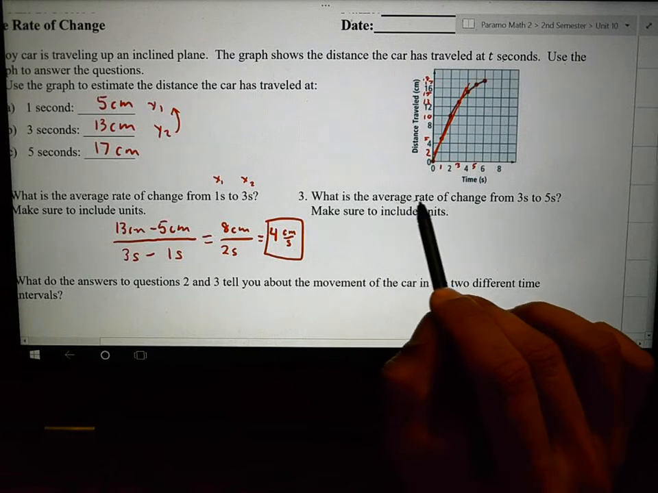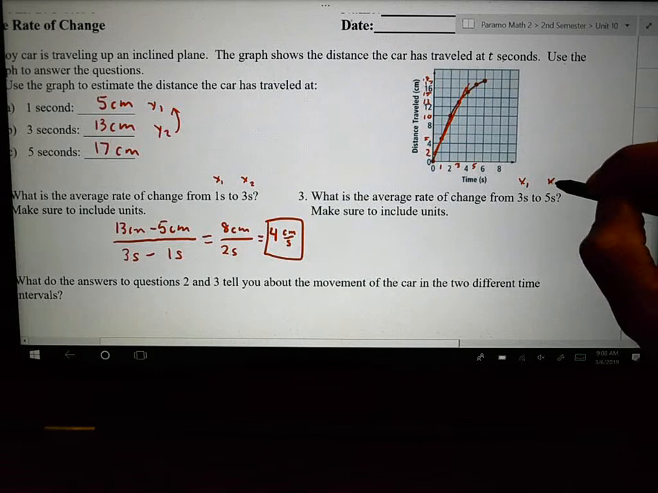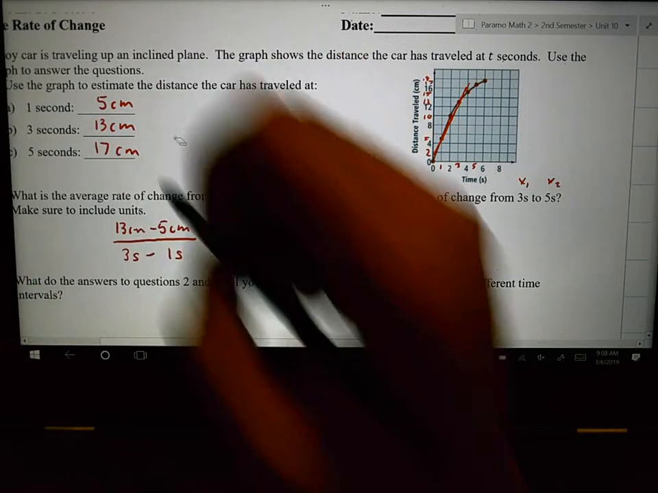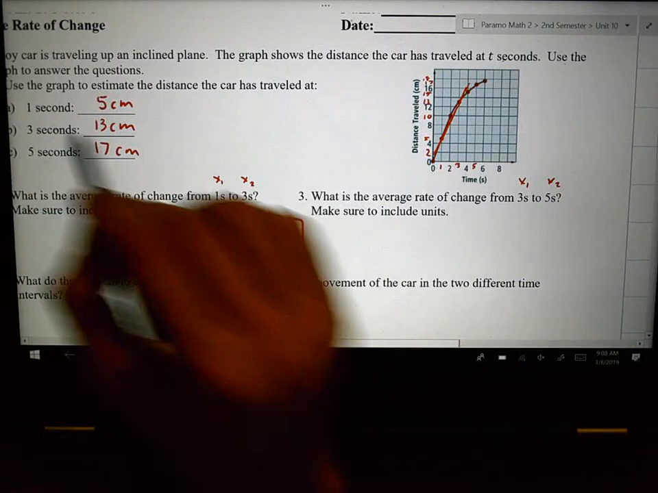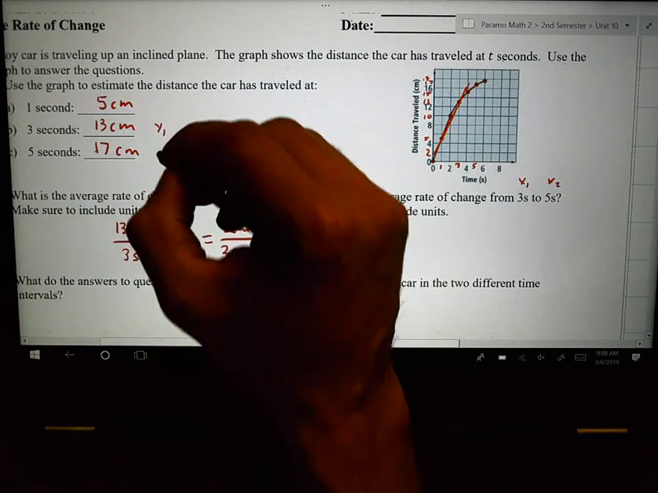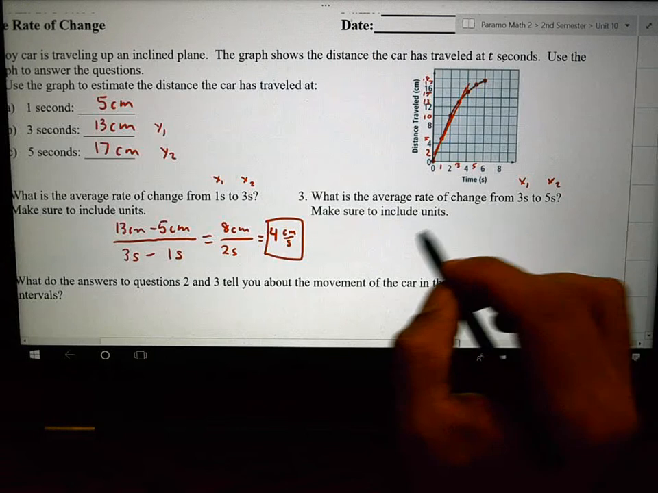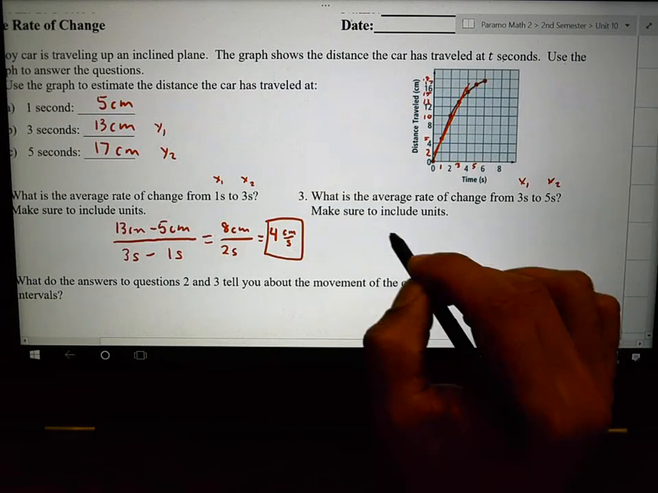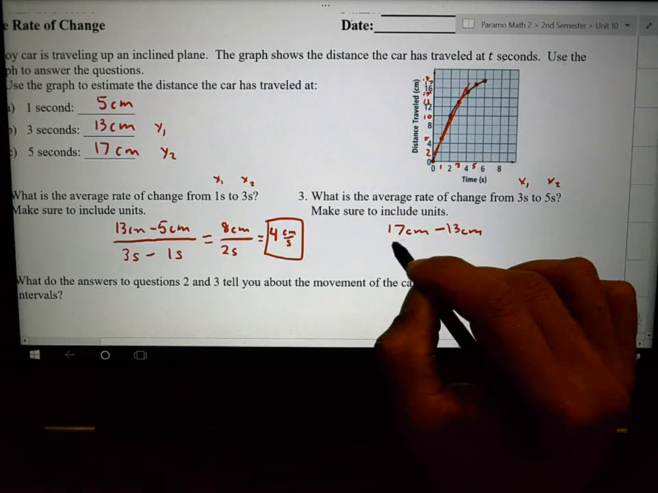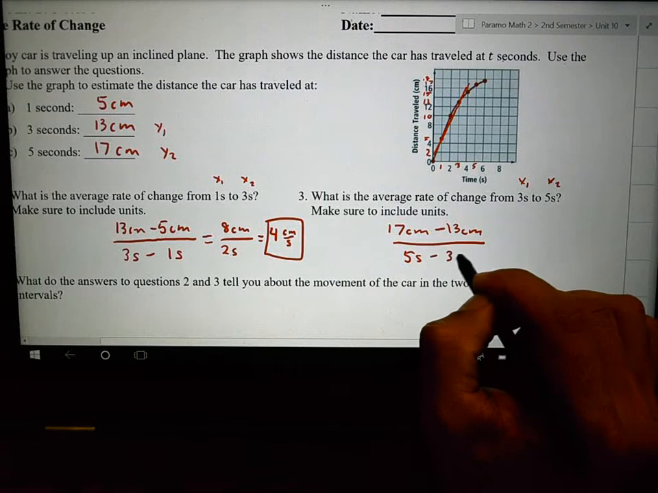What is the average rate of change from 3 seconds to 5 seconds? Well, guess what? This is your first x. That's your second x. I erase these two things over here. If 3 seconds is my first x, then this must be my first y. And 5 seconds is 17. That must be my second y. How do we find the average rate of change? We do the difference of y's. 17 centimeters minus 13 centimeters divided by 5 seconds minus 3 seconds.